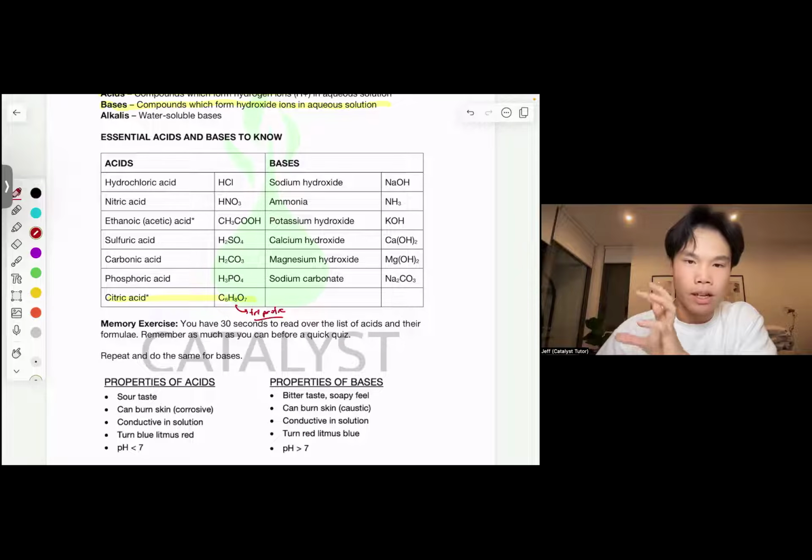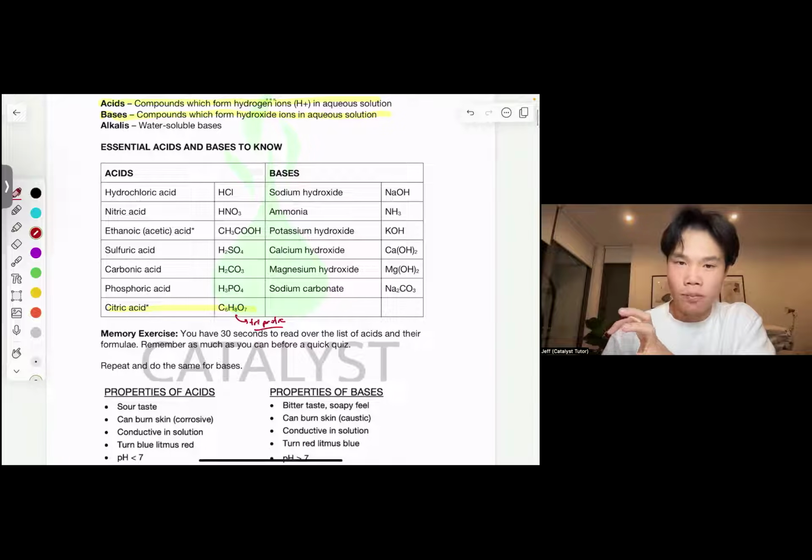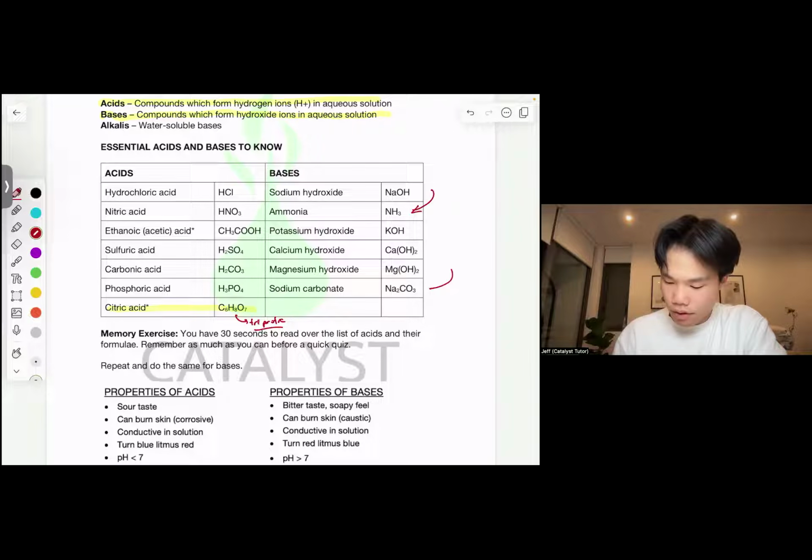Citric acid is triprotic. On the base side of things, all of our bases, for the most part, will have hydroxide in them, but the important bases to remember otherwise are ammonia, carbonates, and also hydrogen carbonates can act as bases too.